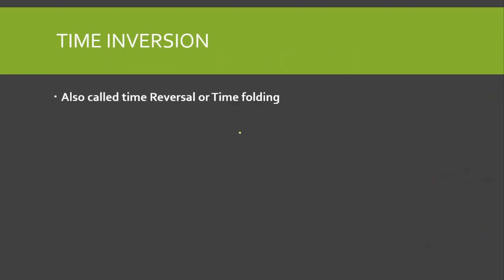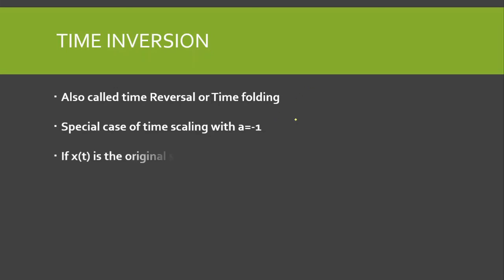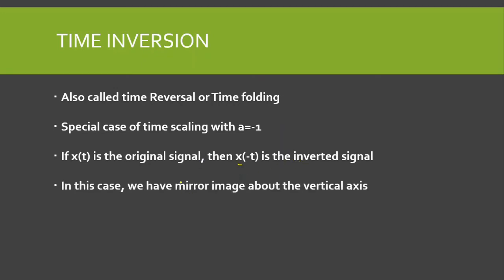Next is the time inversion. Time inversion is also called time reversal or time folding. It is also called the flip signal. It is actually the special case of time scaling where we have a equal to -1. So if x of t is my original signal, then x of minus t is my inverted or reversed signal. In the case of time inversion, we have a mirror image about the vertical axis.